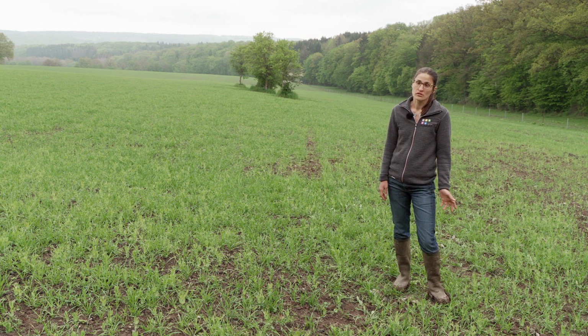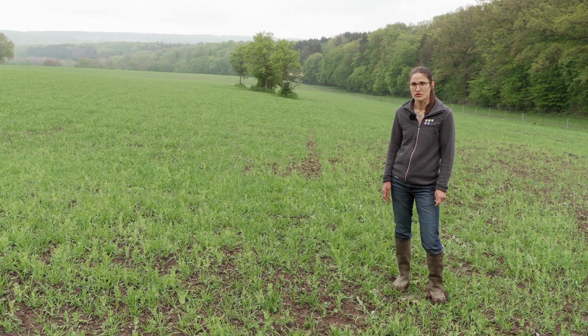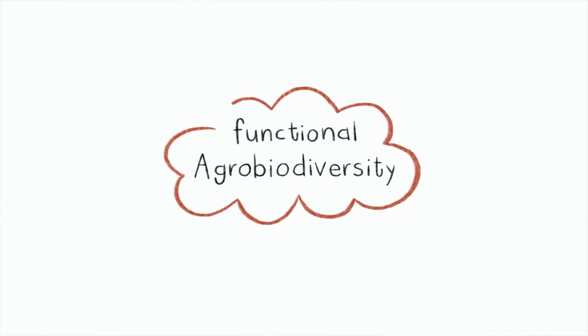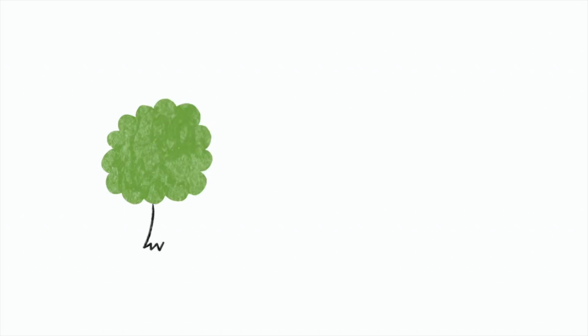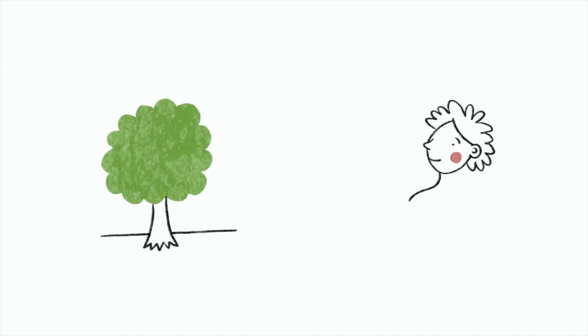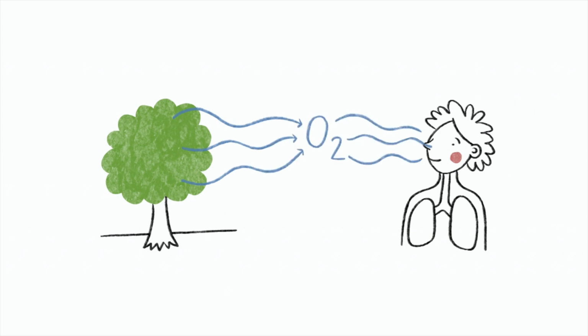And as you would expect, we have come up with a name for it: agro-biodiversity. Or for those who want to be even more specific, functional agro-biodiversity. Okay, so what's that? Simply put, all sorts of living organisms perform many different services on which we humans depend.